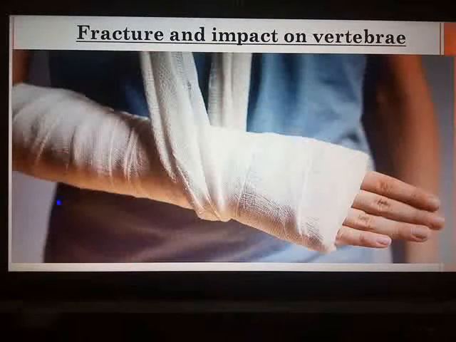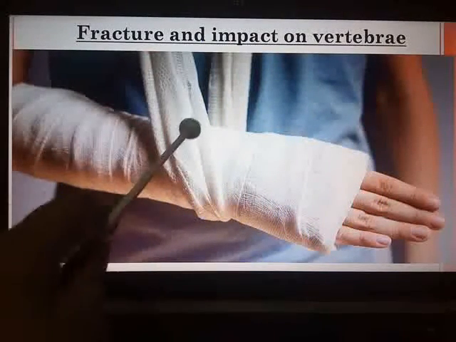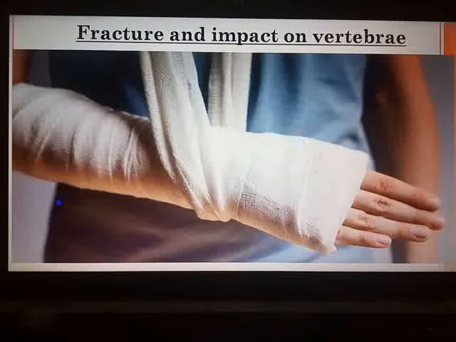Fracture and impact on vertebrae. You know about the fracture. If any bone is fractured, then it is very essential that the fractured part be immobilized. The part should not be made to move. It can be done with the help of any available wooden rods, batons, rulers, whatever is available. All the medical assistance things will not be present there, so whatever things you see around should be used.